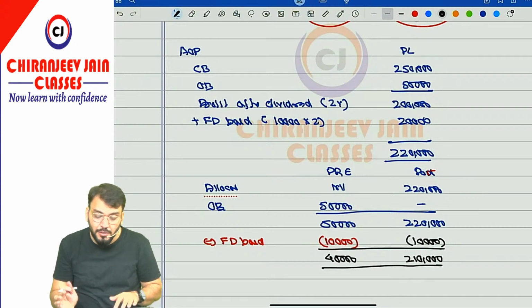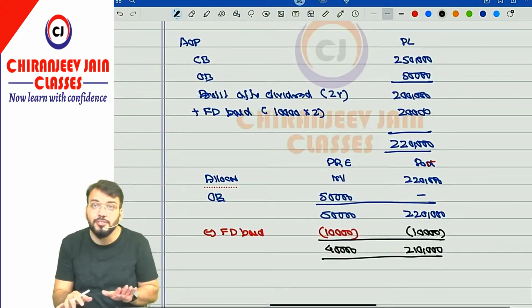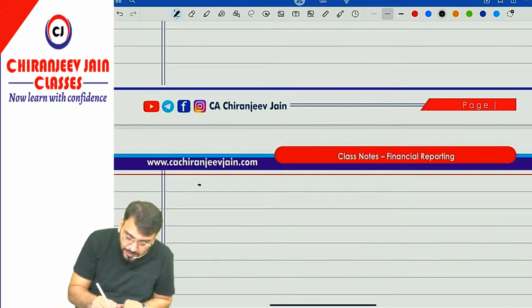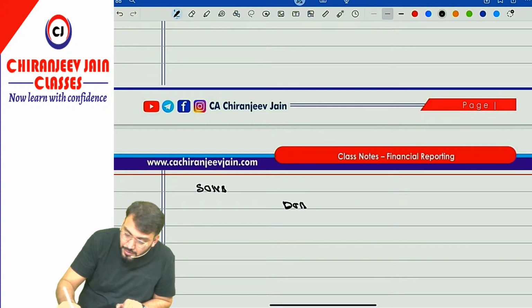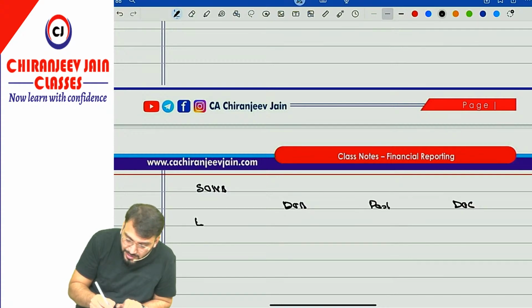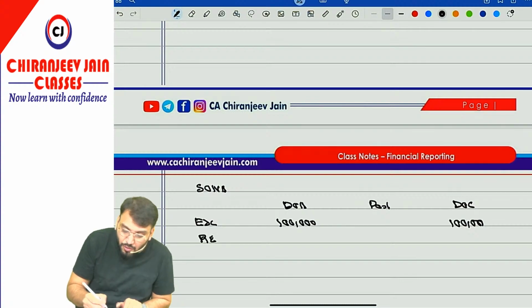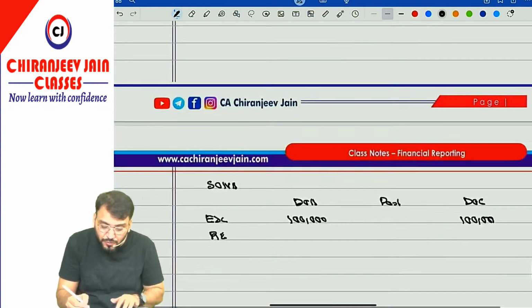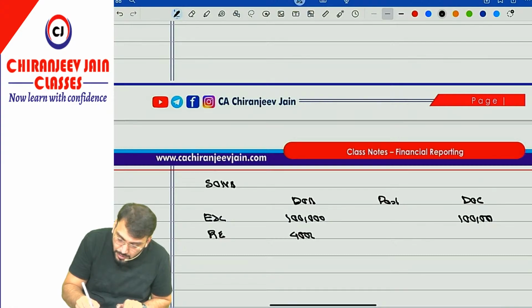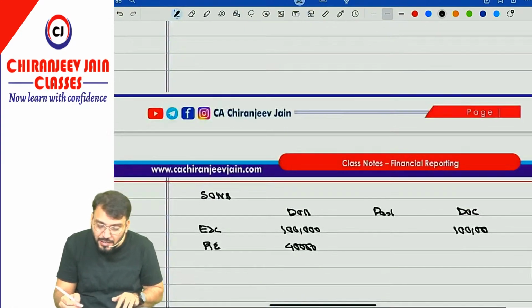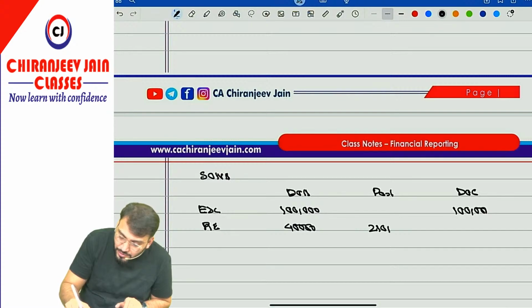Correct. Now we'll prepare the statement of net assets. Write down the date of acquisition, date of consolidation and post. So equity share capital is coming how much? 1 lakh and 1 lakh. And retained earnings, tell me, on the date of acquisition, means pre, is what? 40,000. Write 40,000. And post is how much? It is 2,10,000. Total becomes what?